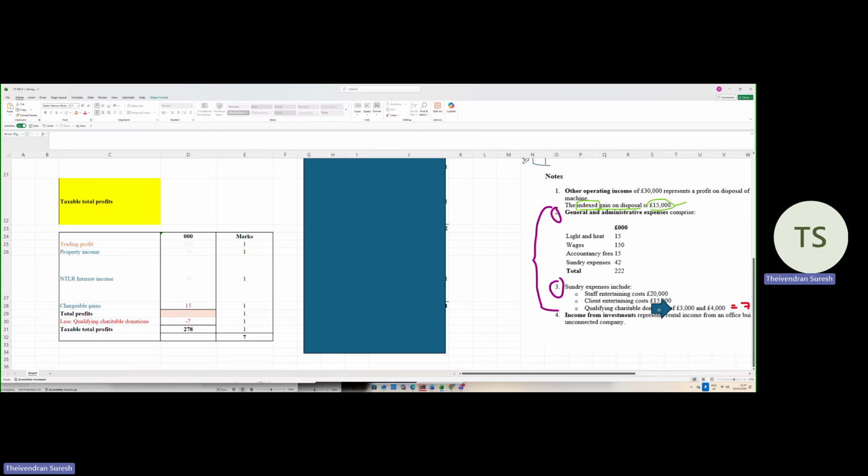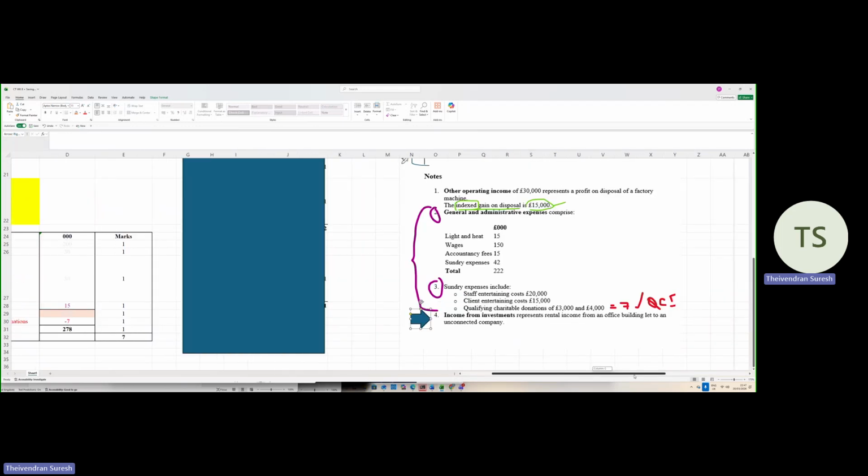We do have to do other adjustments related to trading profit, but we are just simply recording the items that need to be there in the taxable total profit. You can score the easy marks like that. So I first recorded the chargeable gain, then I recorded the charitable donation that needs to be deducted. It is allowable. Now moving on to the next item.